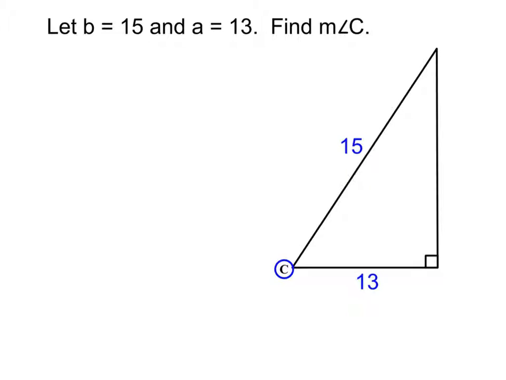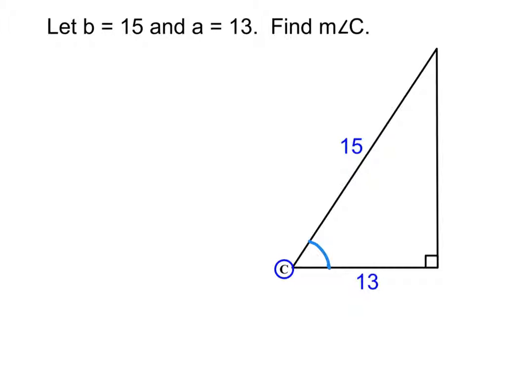If I label my picture with the stuff that I'm trying to find and that I know those two side lengths, the 15 and the 13, and I don't know angle C. Because C is the angle I'm looking for, this is the angle that we're going to be going from. So when we name our sides, everything is relative to that angle.